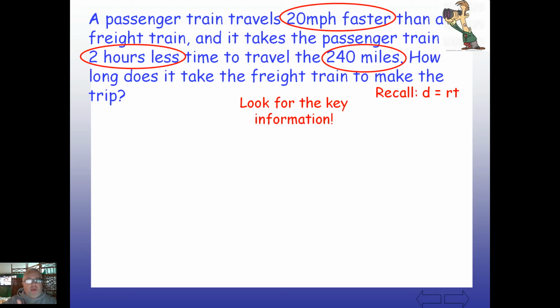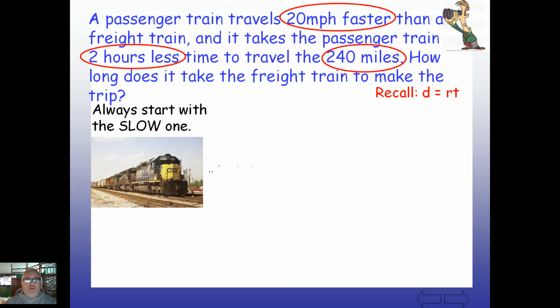2 hours less time for the passenger train, a total distance of 240 miles, and the passenger train travels 20 miles an hour faster. So here's a little helpful thing. Always start with the slow train or the slow car, or the slow boat, whatever. The slower one, the slower runner. So the distance here is 240 miles. We don't know the rate. We don't know the time just yet. Okay, so that's what we're working on.